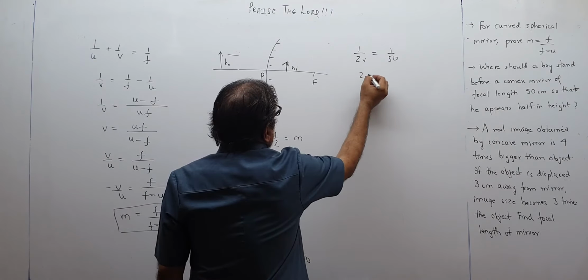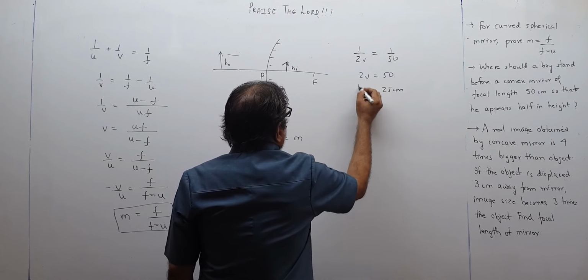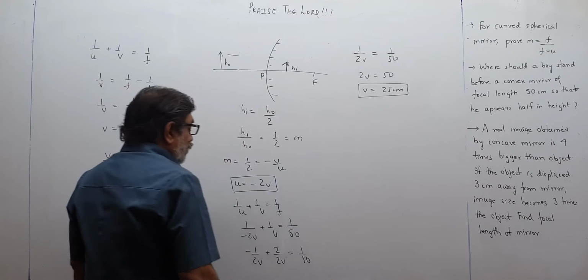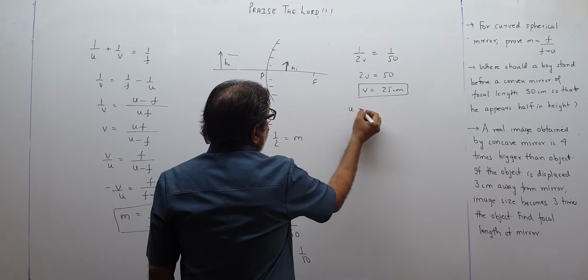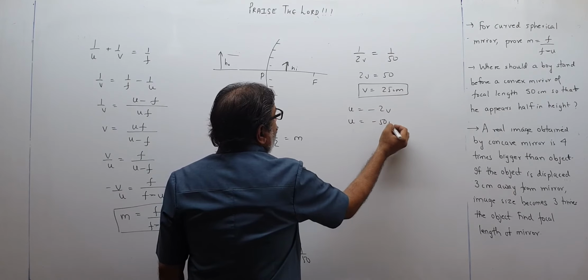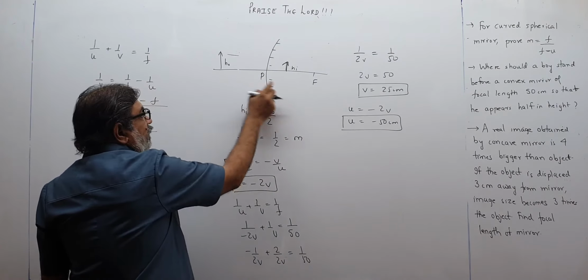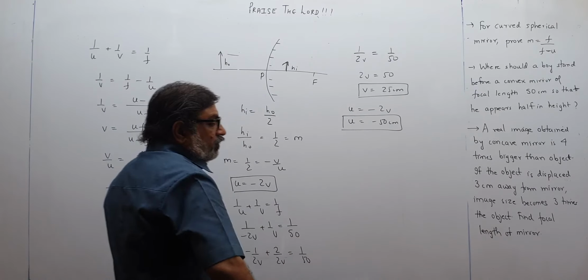So 2V will be 50, so V will be 25 centimeter. This will be the image position. U is minus 2V, so U will be minus 2 into 25, that will be minus 50 centimeter. So U is minus 50, that means 50 centimeter from here, that should be the position of the boy.